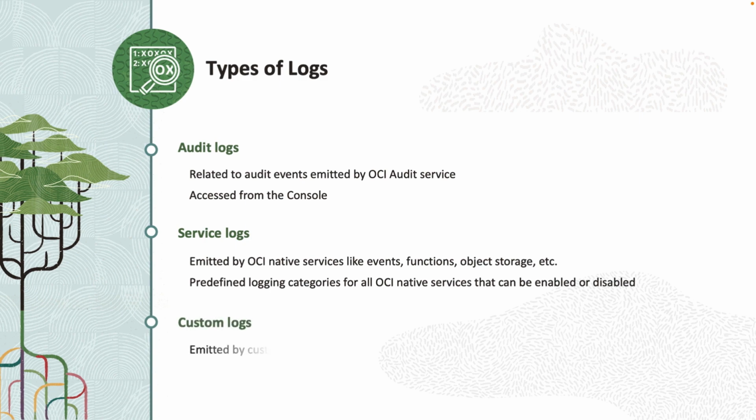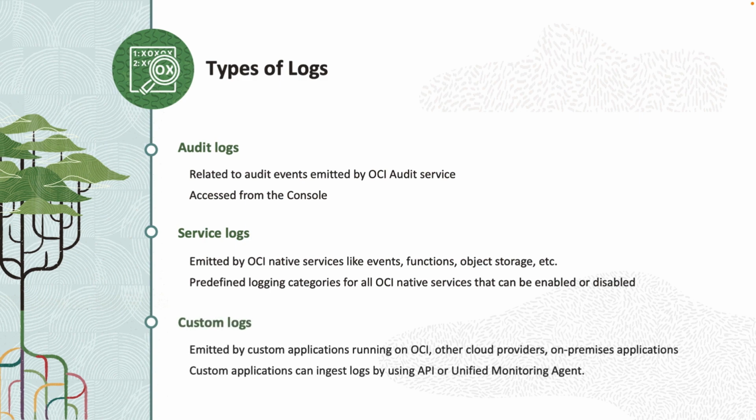The third type of log is the custom logs. These are logs that contain diagnostic information from custom applications that are running on Oracle Cloud Infrastructure or other cloud providers, or even resources running in an on-premises environment. Custom logs can be ingested through the API or by configuring the unified monitoring agent.